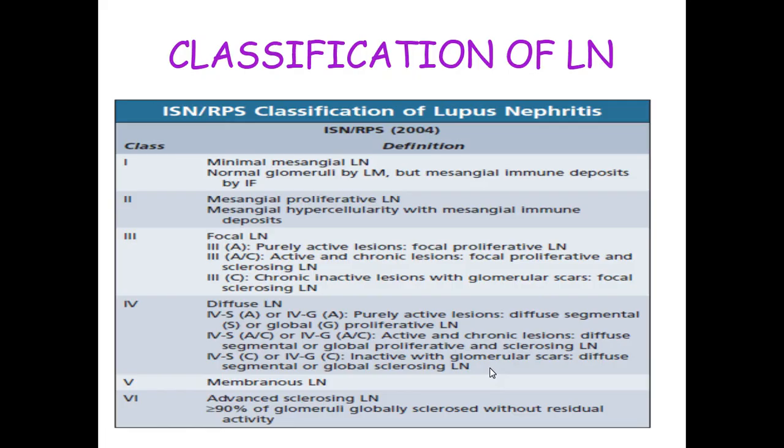This table tells you the same classification which I have explained on that diagram, from class 1 to class 6. The last one, class 6, is the sclerosing lupus nephritis.